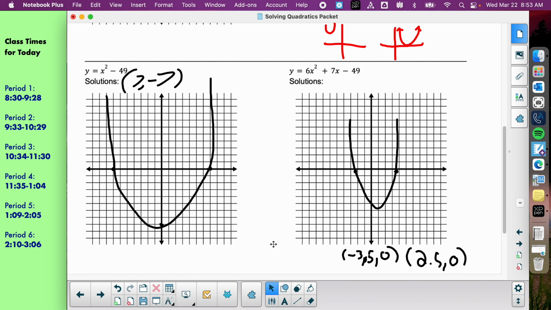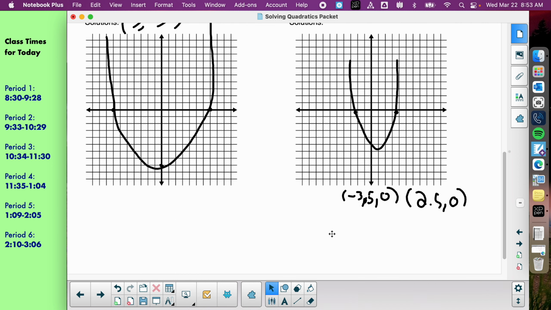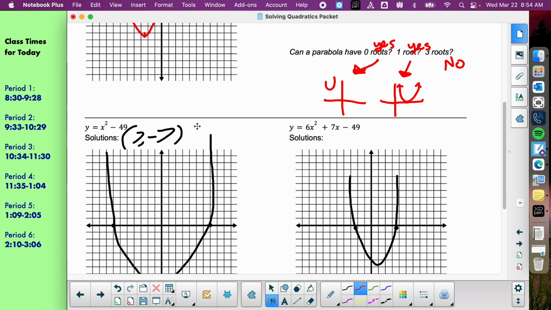On Mikey's answer, he drew it great. When you're writing solutions, I don't think I actually wrote it up here, did I? When you're writing solutions, write them as just single numbers. If you write it as a point, that's okay. So like the one that Bella wrote, this would be okay. I don't know if acceptable is the right word. It's just a different way of writing the answer. But up here, I know what you're saying with it, but when you write it like this, this is the point 7, -7.